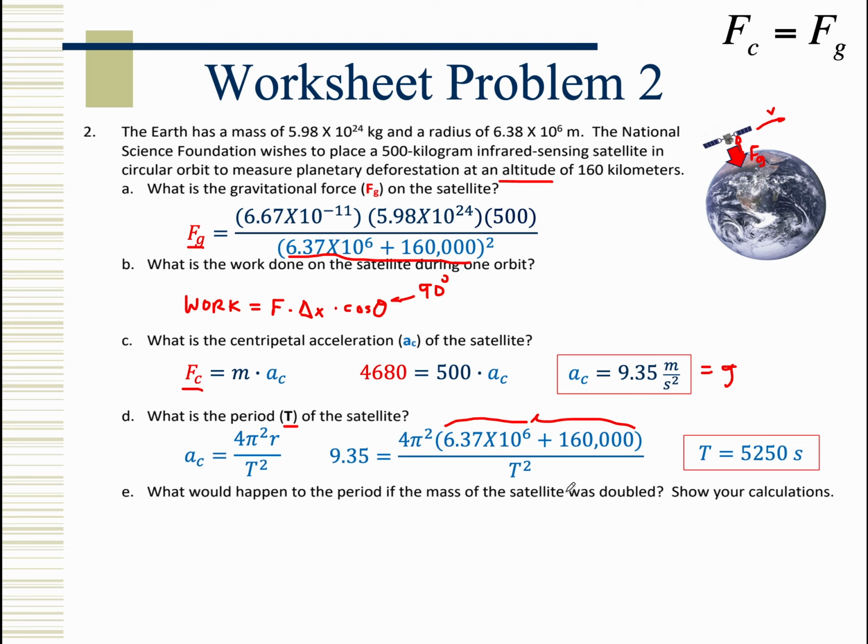And then E, what would happen to the period if the mass was doubled? And this one I'll let you think about. If we made the satellite twice as massive, what would happen? And show your calculations. I'll let you try that.